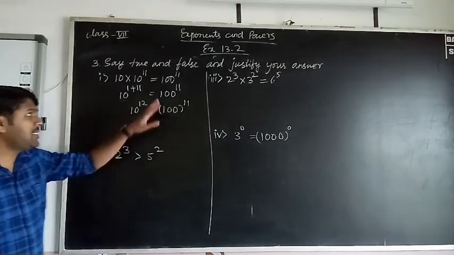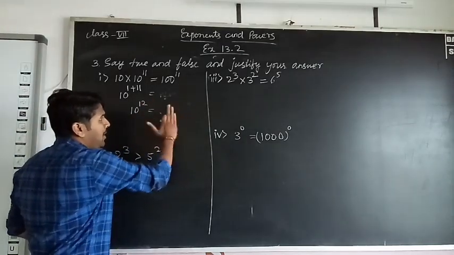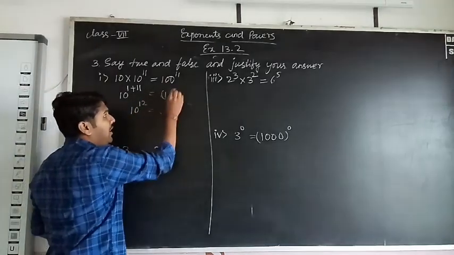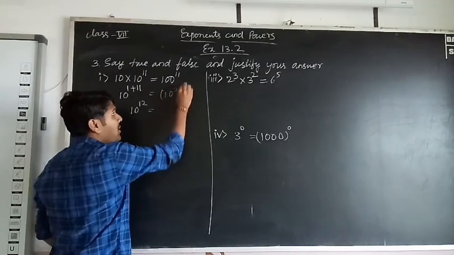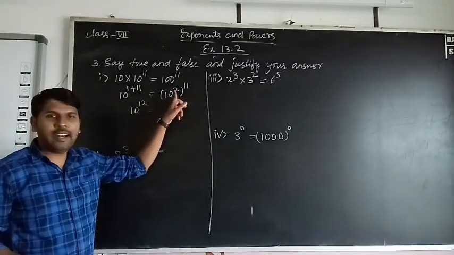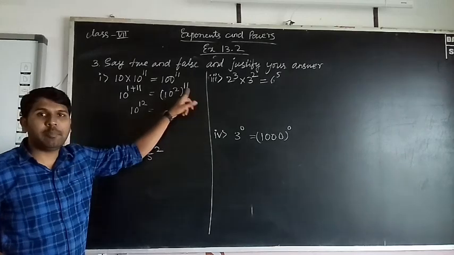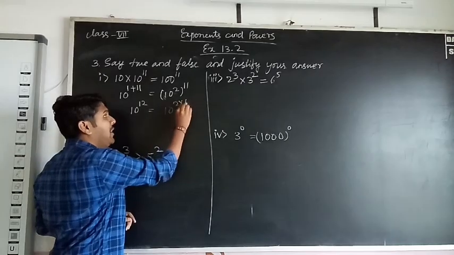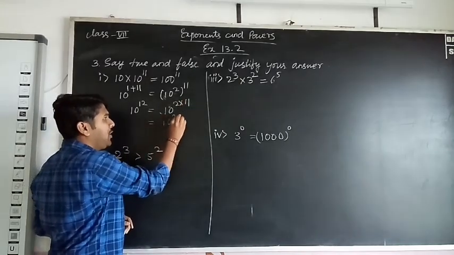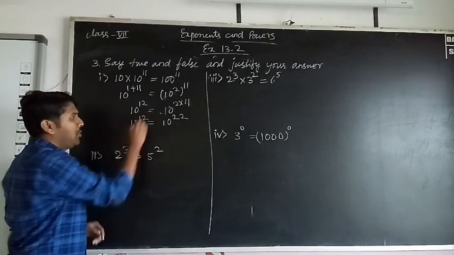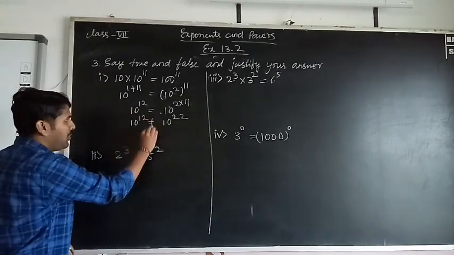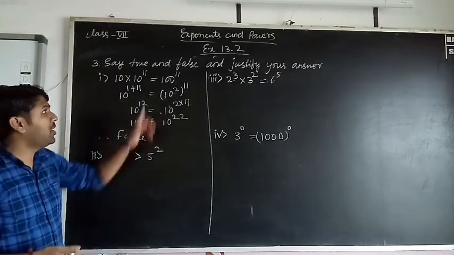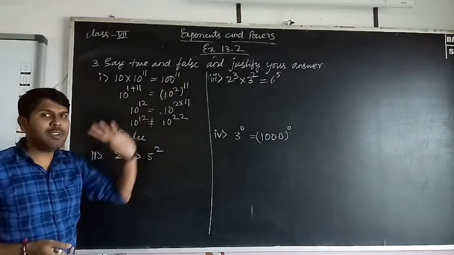Otherwise, you can solve this one also by using 10 as a base. So 100 is 10 raised to 2, whole raised to 11, isn't it? 10 squared is 100. So here 2 is there, here 11 is there. Power of power means multiply the powers. 10 raised to 2 into 11. What answer will we get? 10 raised to 22. So 10 raised to 12 versus 10 raised to 22. Are these two equal? No, therefore this is false. The answer is false because LHS is not equal to RHS.